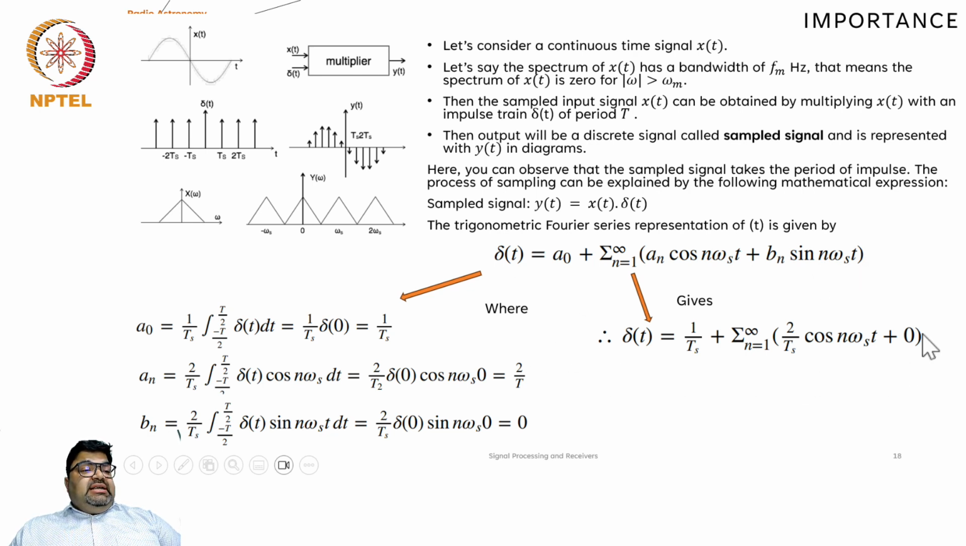This gives delta(t) equal to 1 over Ts, and then the summation over n of 2 over Ts cosine n omega_s t, plus 0. So you finally get the a0 value as 1 over Ts, an is given by 2 over Ts, and bn's are all 0.